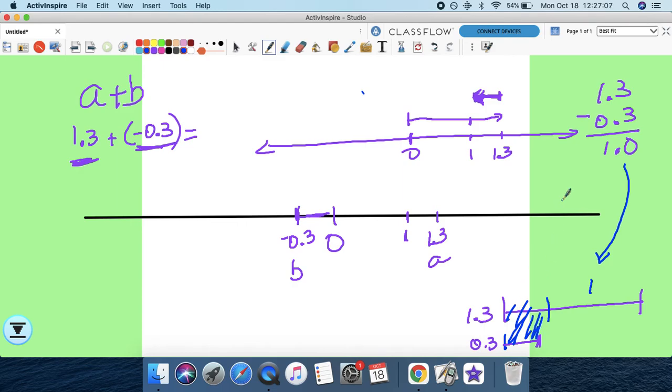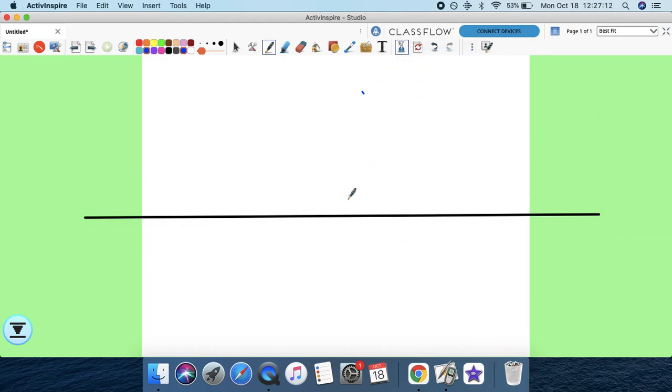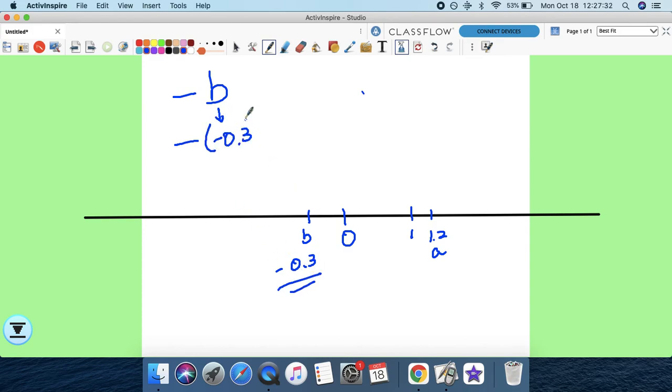Okay, I'll do one more. I'll do negative B. 0, 1, 1.3, A, B, negative 0.3. So what is negative B? Well, the negative stays, so let's change this. What's B? Negative 0.3. We have a negative times a negative, right? A negative times a negative becomes a positive, which is 0.3.